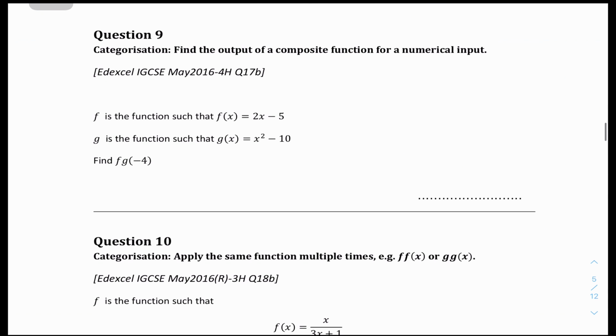And for question 9, f is a function such that f of x equals 2x minus 5, and g is a function such that g of x equals x squared minus 10. Find f of g of minus 4.